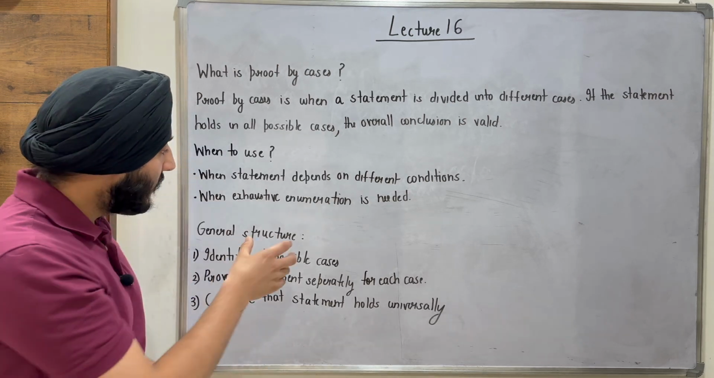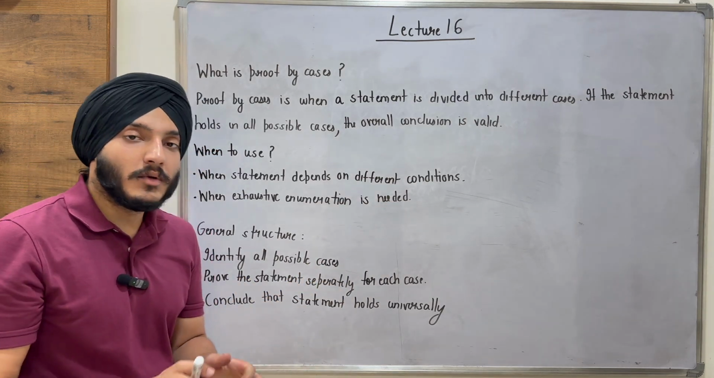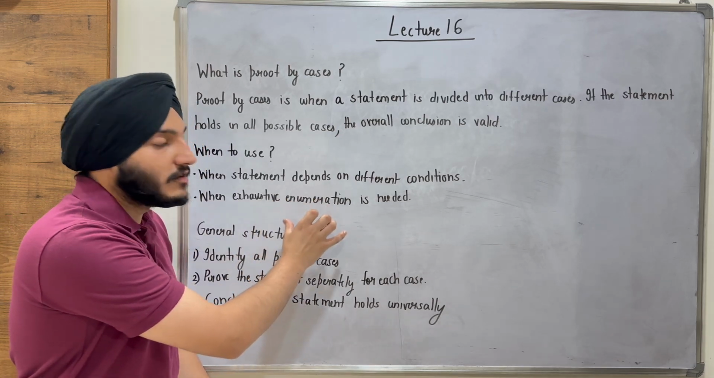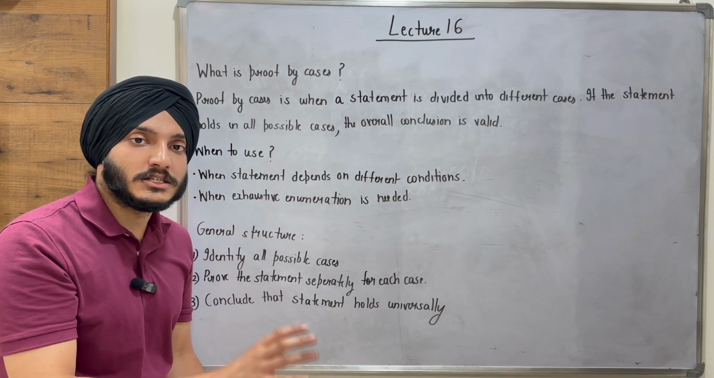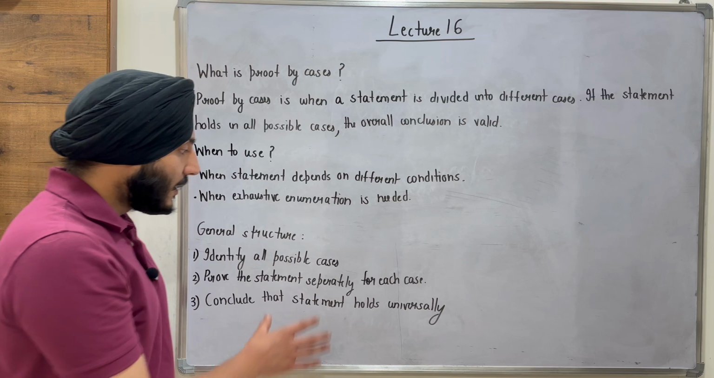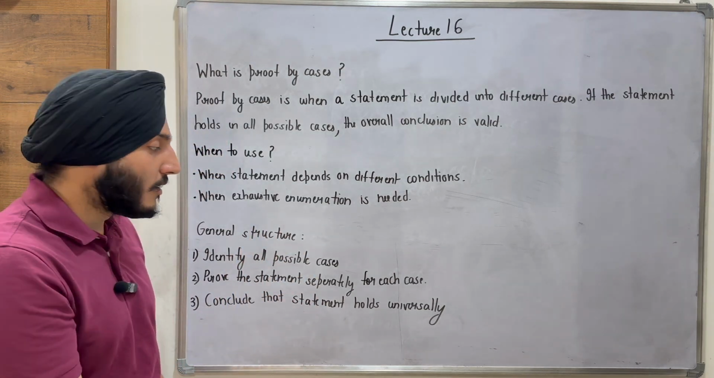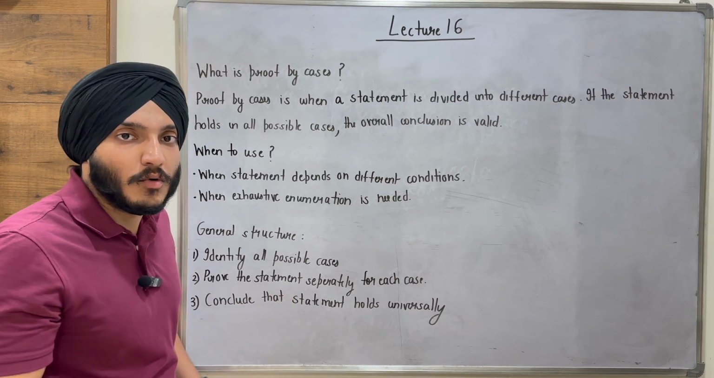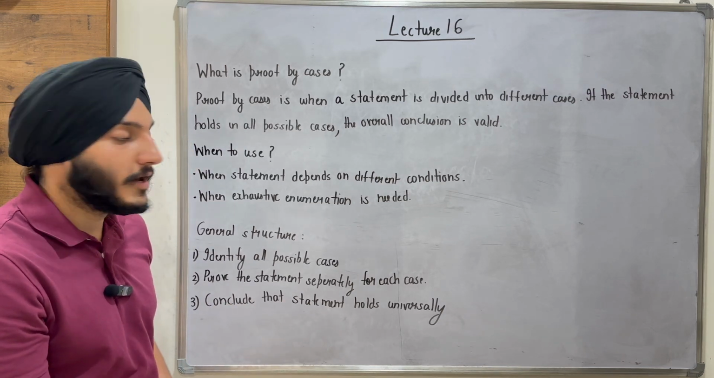Secondly, when exhaustive enumeration is needed. This point is that when I need to take a look at different cases, that is what we basically mean by exhaustive enumeration. So taking a look at different cases, solving all those cases, and then trying to reach the conclusion. Now, the general structure of proof by cases is very important to understand. Keep this in mind, and once you keep solving more and more questions on proof by cases, this will become a lot clearer.